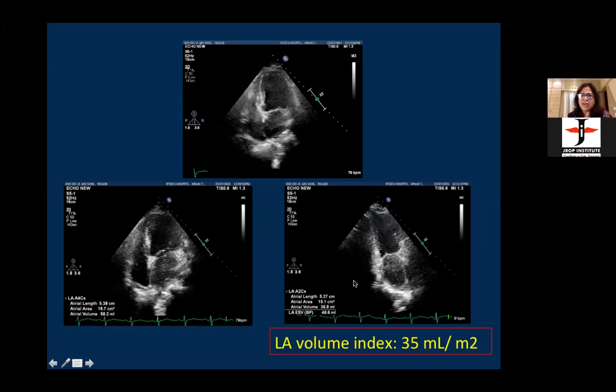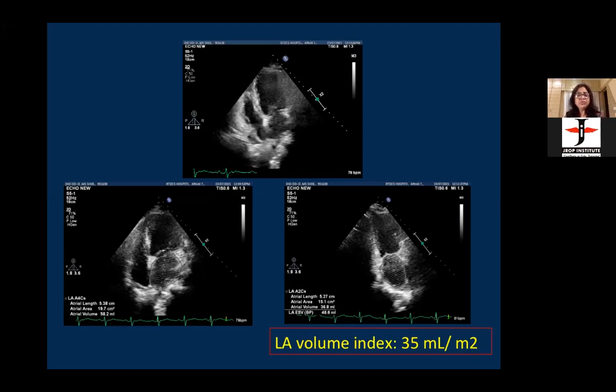All the machines now have LA volume calculation. So the machine calculates the LA volume by the biplane method. It's 46.6 ml. Then I divide that value by the body surface area, and that turns out to be 35 ml per square meter. So definitely the LA volume is increased. So you have seen how the anteroposterior diameter might give wrong information in these cases. The anteroposterior diameter was absolutely normal, whereas the LA volume is increased because the upper limit of normal is 34 ml.